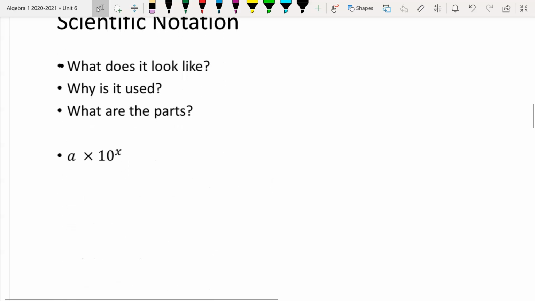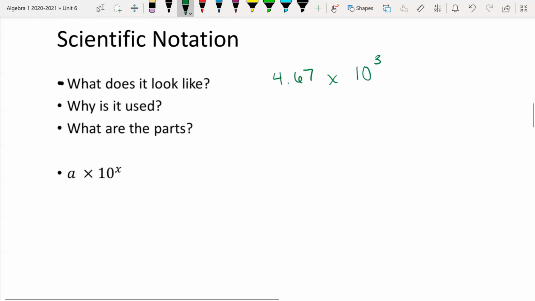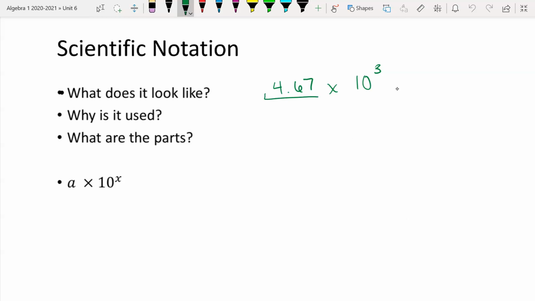So, scientific notation, what's it look like? Well, normally you're going to have something out front that could be a decimal times base 10 to an exponent. All right. So this first part is called the coefficient. And it has to be between 1 and 10, but not 10. And it could be a decimal as long as it's between 1 and 10.